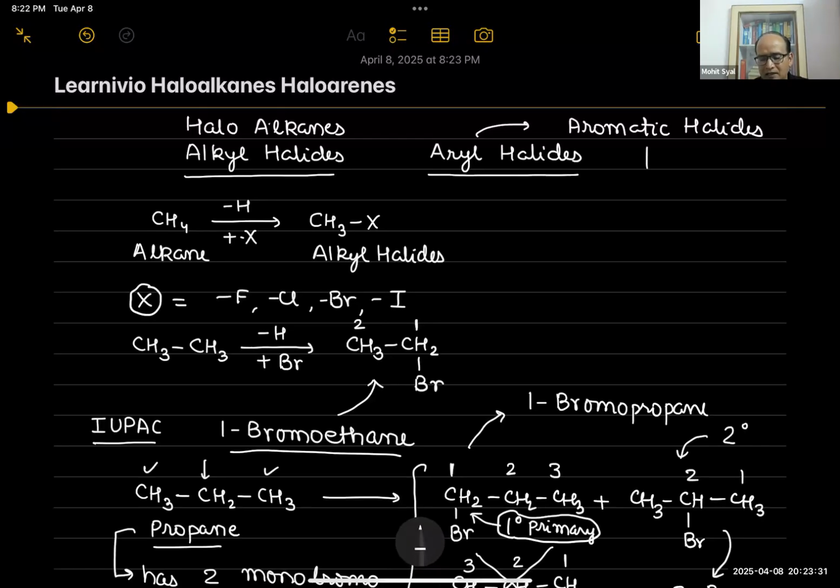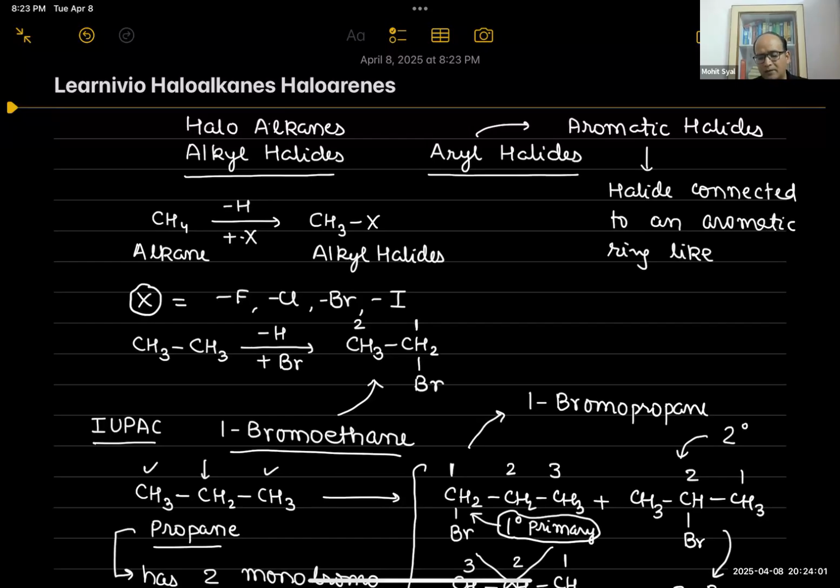Aromatic halide means, if I try to decipher it in detail, a halide, which is F, Cl, Br or I, connected to an aromatic ring. The most famous aromatic ring is benzene, or phenyl. Is it clear to all three of you?